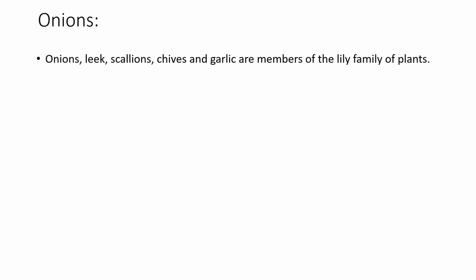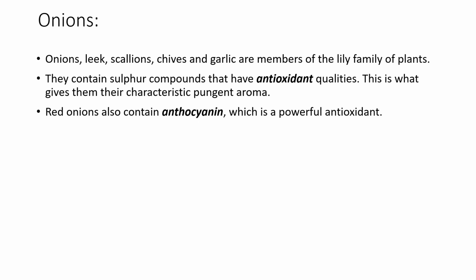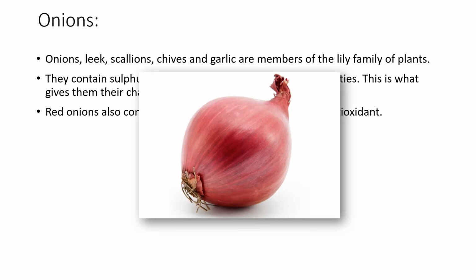Onions. Let's talk about onions. Onions, leeks, scallions, chives, garlic are all members of the lily family. They all contain this sulfur compound that I talked about earlier with the crucifers, and these sulfur compounds have very powerful antioxidant qualities. It also is what gives onions and garlic that very pungent aroma. Red onions also contain anthocyanin, which is a powerful antioxidant. You can see the color on it. That's that red-purple pigment, anthocyanin.